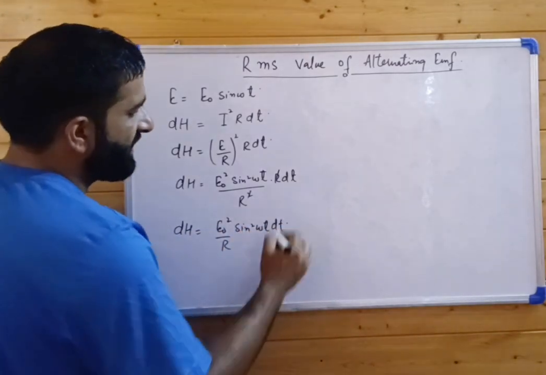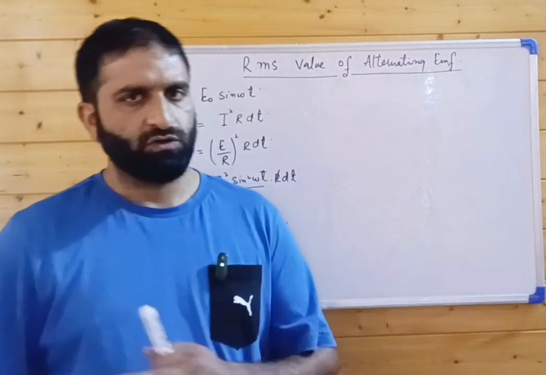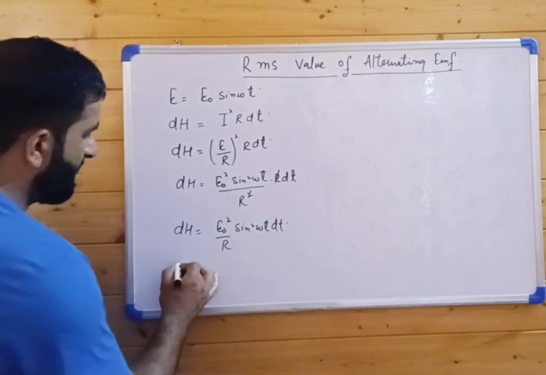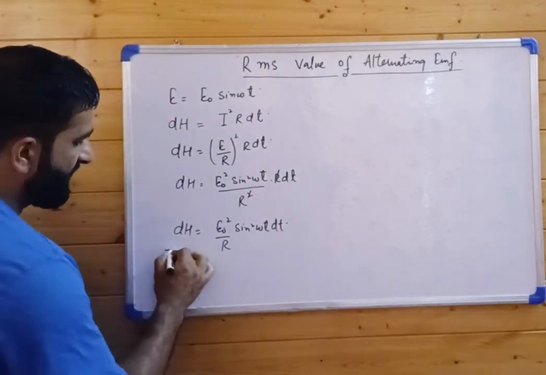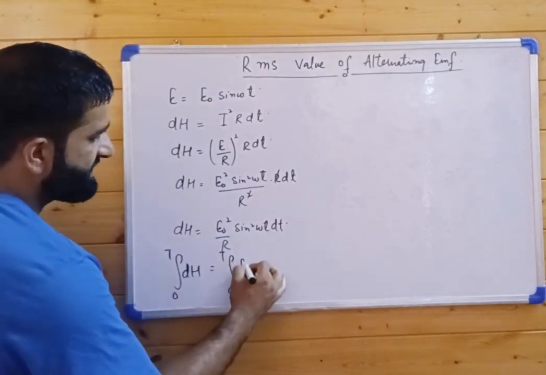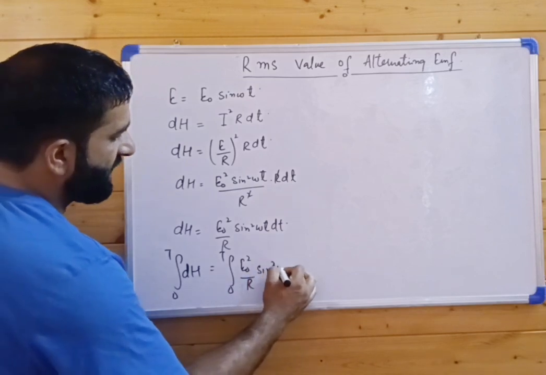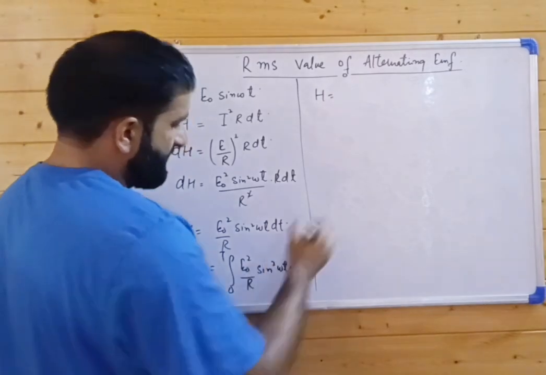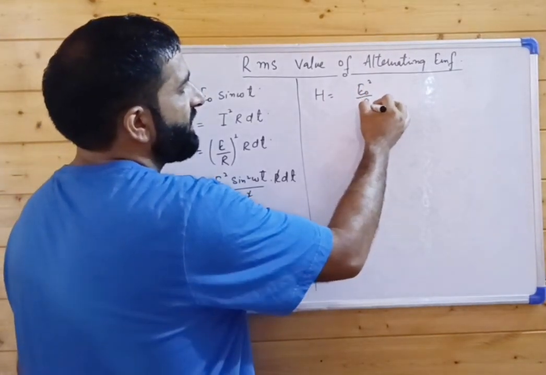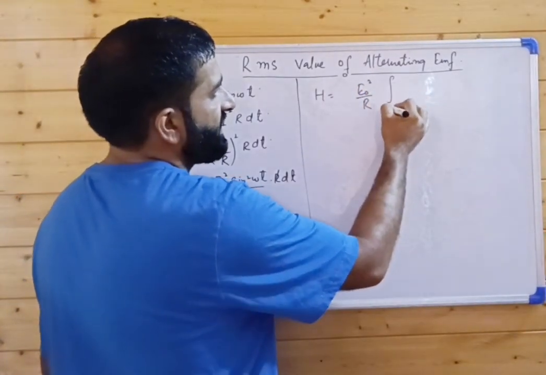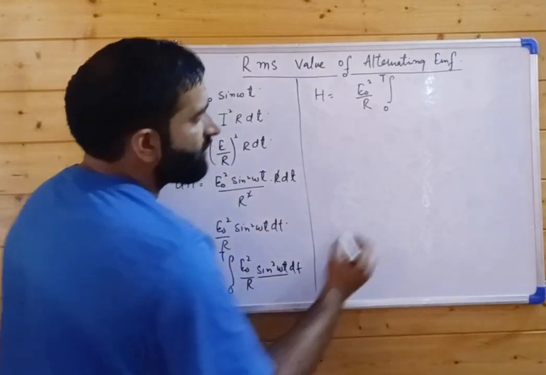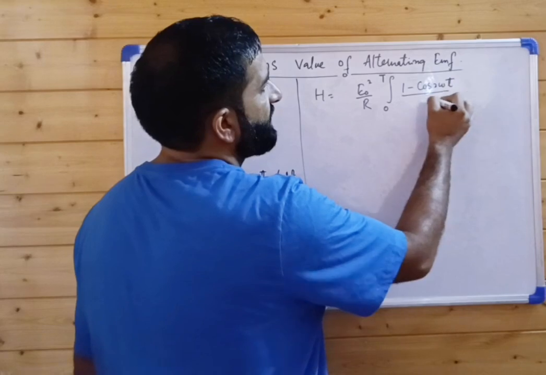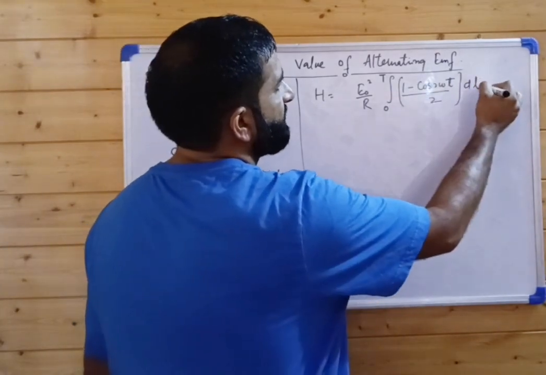Now, to get the total amount of heat produced between 0 to T, that is for a full cycle, we have to integrate this from 0 to T. Integrating dH from 0 to T, we have the integral from 0 to T of E0 square divided by R sine square omega t dt. Now H is equal to, taking E0 square divided by R out of the integral sign as it is constant, the integral from 0 to T. Now this sine square omega t, as per the formula, is 1 minus cos of twice omega t divided by 2, and taking this integral dt.